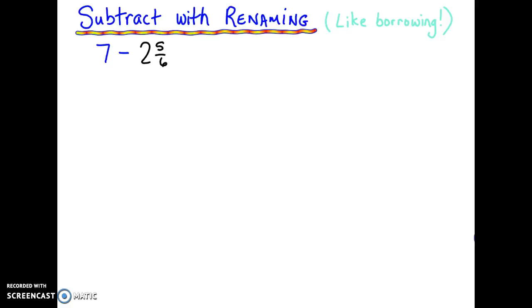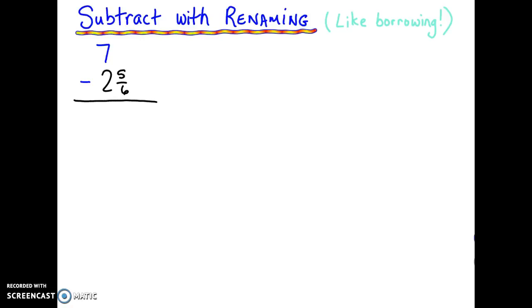The name of this lesson is Subtract with Renaming. And this reminds me a little bit of borrowing and the lessons you learned about that in second grade. Our first math problem says 7 minus 2 and 5/6. I like my math problems to be vertical, so I'm going to move that 2 and 5/6 down here so that it says 7 minus 2 and 5/6, and it looks that way.